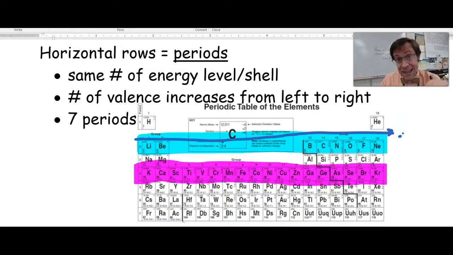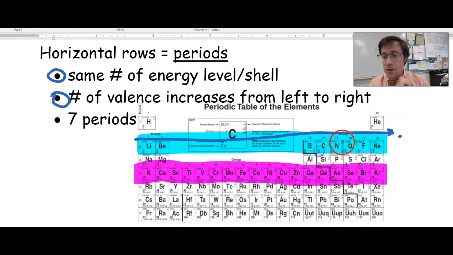Now here's the deal. In a period, you have the same number of shells, right? That's really important because that tells us a lot about the chemical and physical properties. And the number of valence electrons increases by 1 from left to right. So you see, there's lithium, there's 1 valence electron. Beryllium, there's 2. Boron, there's 3, then 4, then 5, then 6, then 7, then 8 valence electrons. And then everything repeats itself because we already hit the 8, and 8 is great. You dig?